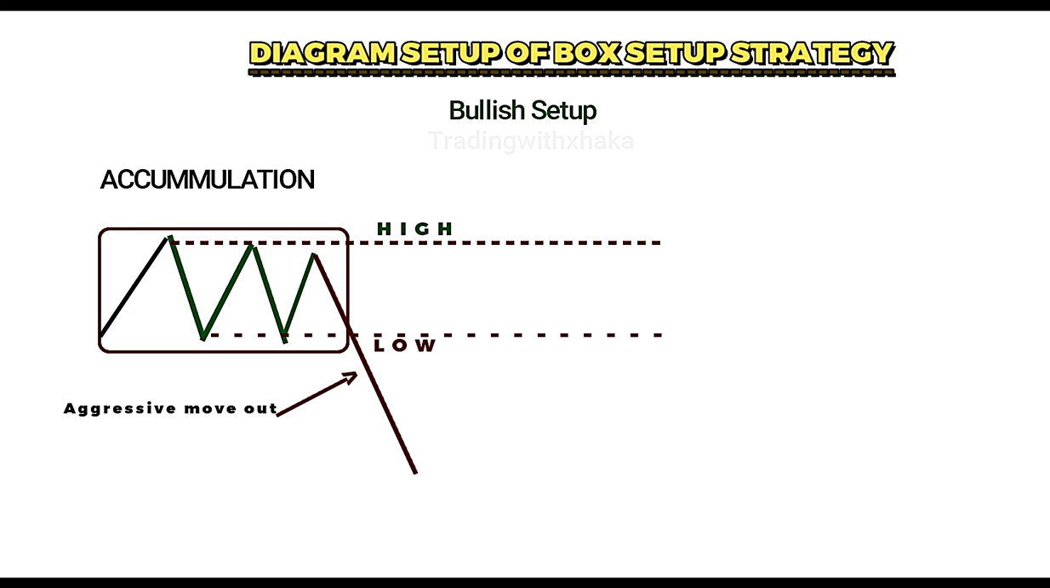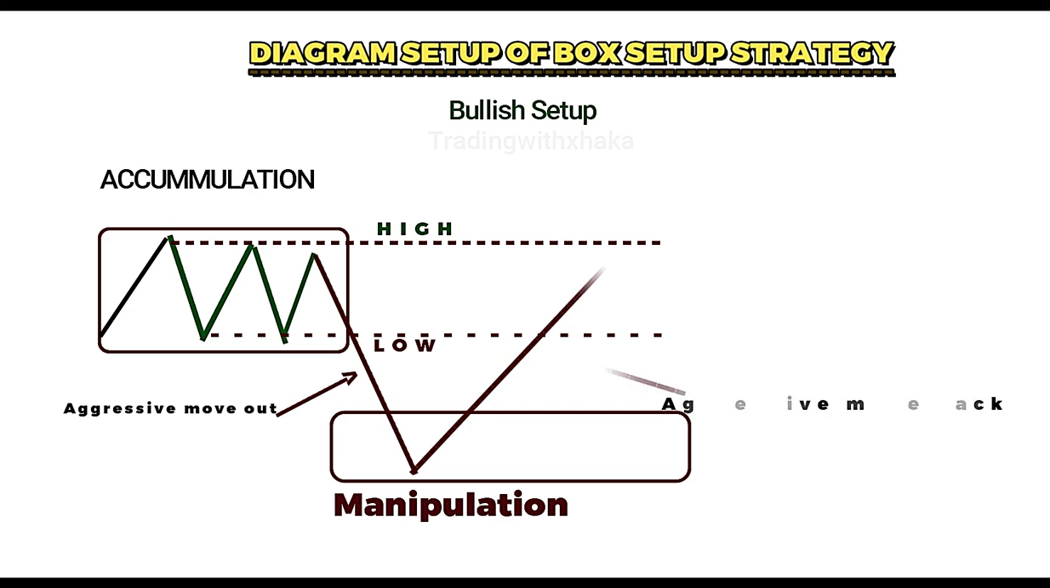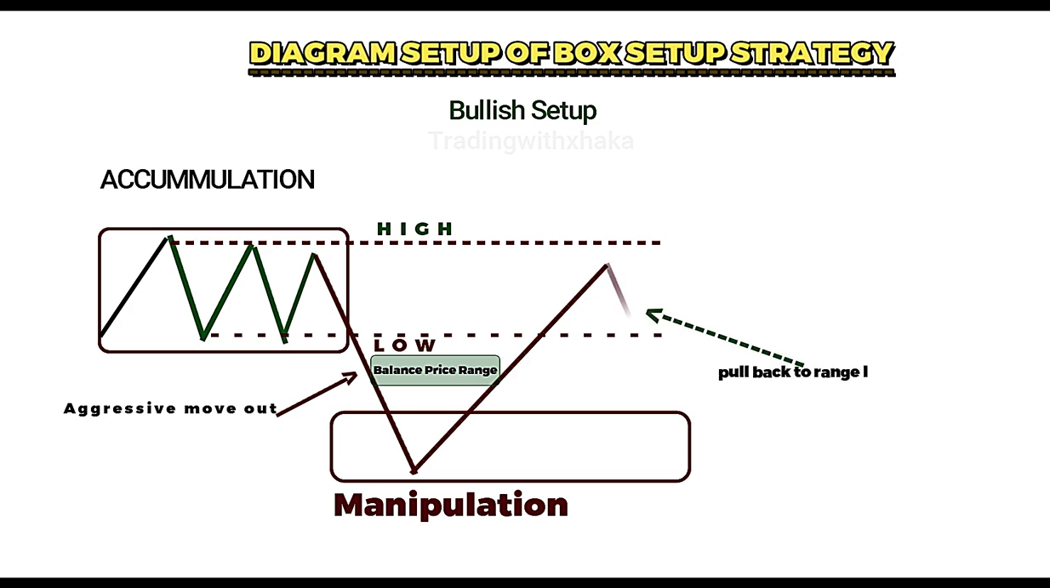The only important level here is your low. Price moves down below it because you're expecting this to be a manipulation phase, because some people will jump into the trade and price aggressively moves back into that very range to complete the manipulation. Next, you should be looking for price to come back and retest that very low. When you have a balanced price range, that is added confluence that gives you confidence, then there's a pullback to the range.